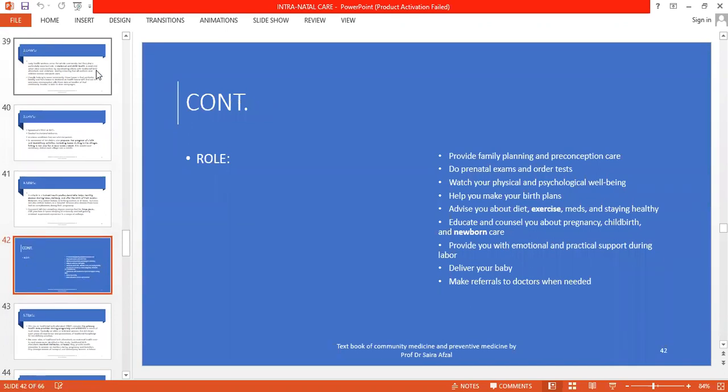Their roles: provide family planning and preconception care, do prenatal exams and order tests, watch your physical and physiological well-being, make your birth plan, advise you about diet, exercise, medicine, and staying healthy, educate and counsel you about pregnancy, childbirth, and newborn care, provide you with emotional and practical support during labor, deliver your baby, and make referrals to a doctor when needed.